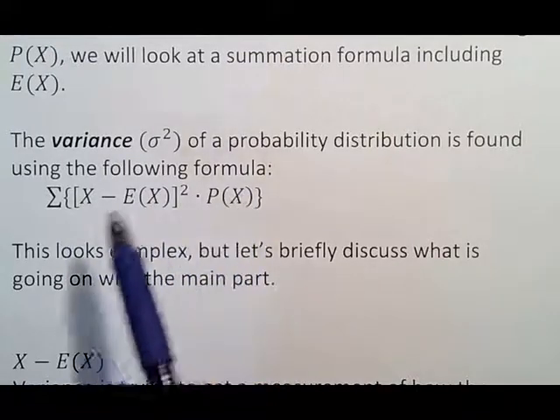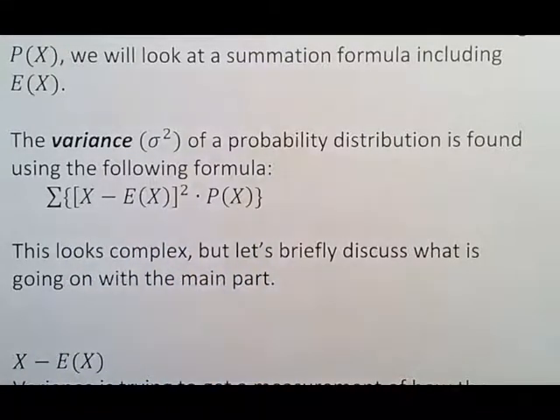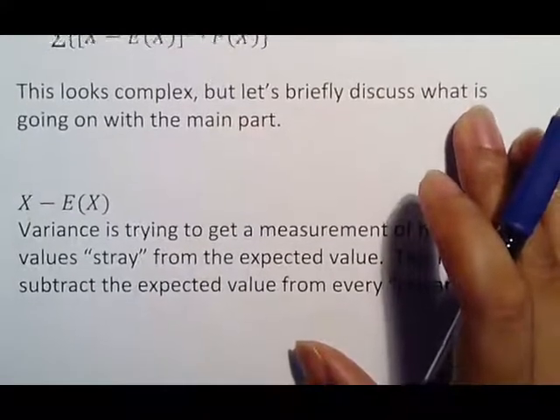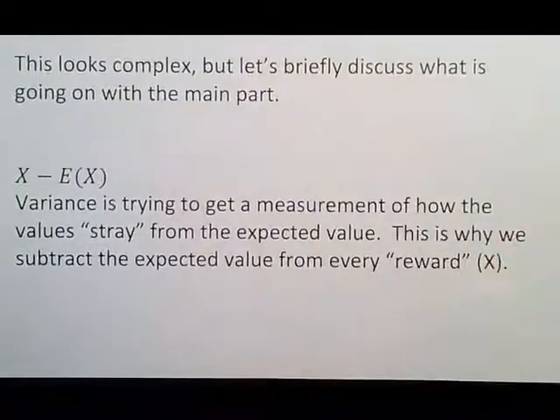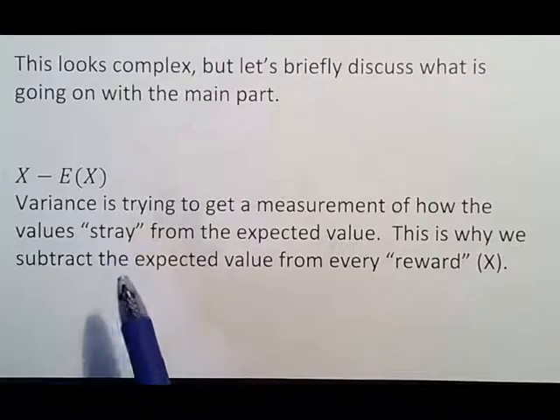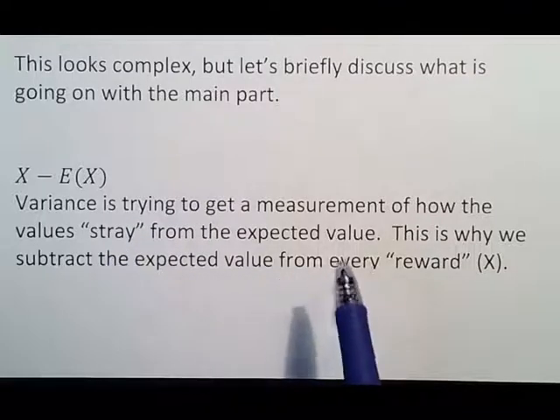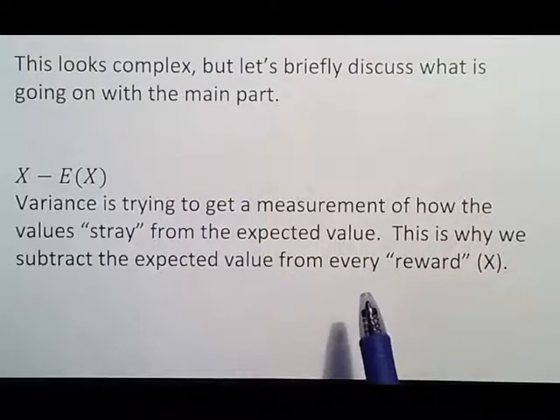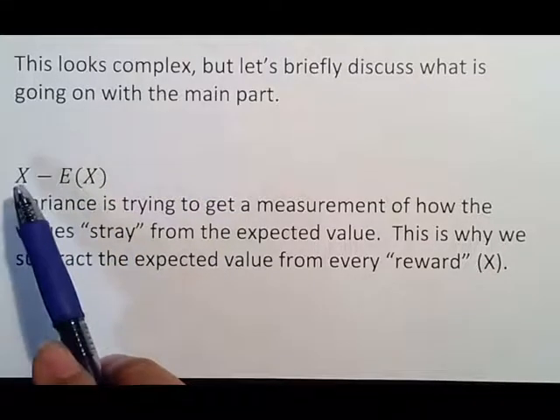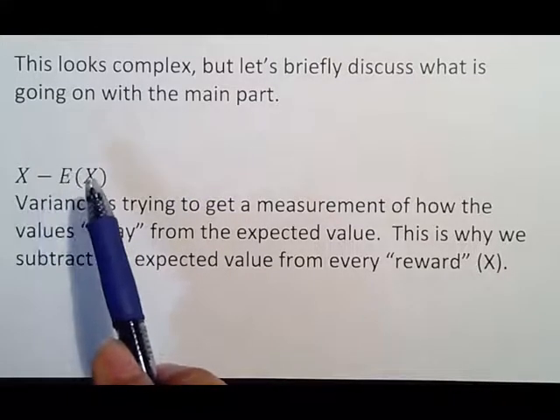It does look complex, but if we briefly discuss what's going on with the main part with notes, you should be able to work your way through it. The x minus E of x part, if you think about variance, it's how something varies, and so we're trying to get a measurement of how the values stray from what we expect, and this is why we subtract the expected value from x, which is your reward. So based off of what we'd expect, how far away is the prize from what we'd expect it to be? So again, that's what tells us that.